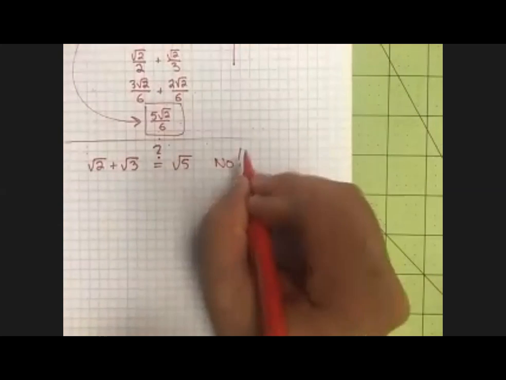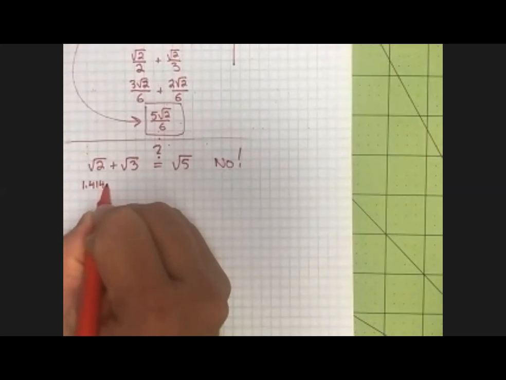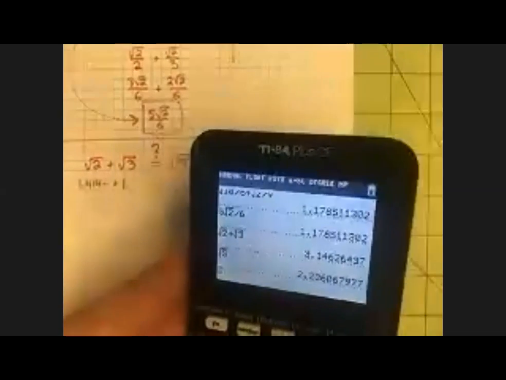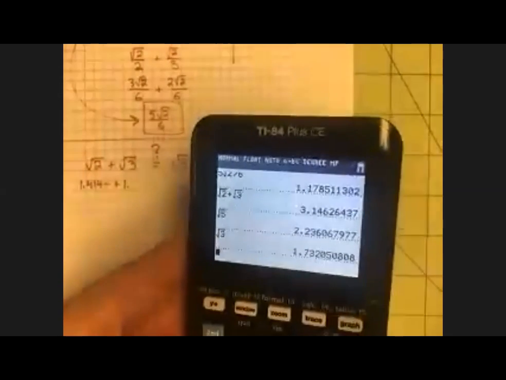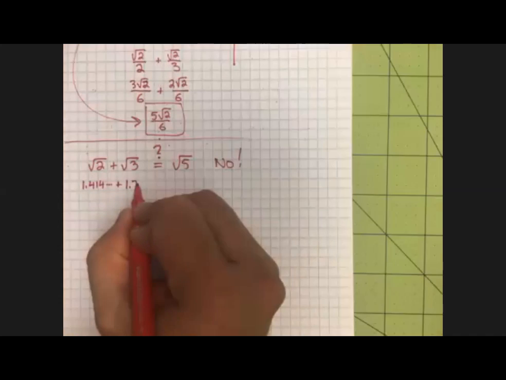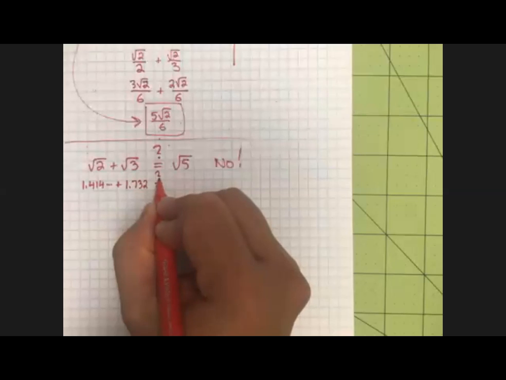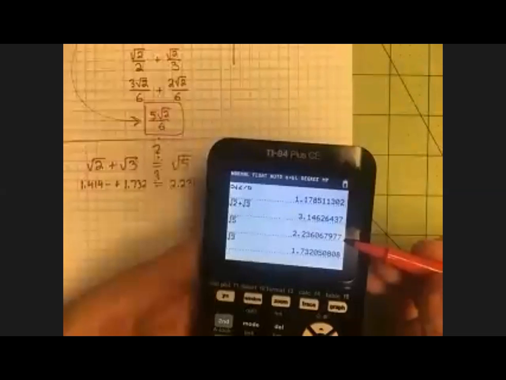No. Square root of 2 is about 1.414 and change. Square root of 3 is about, what is the square root of 3? 1.7 something? 1.732. And the square root of 5 is about 2.236. That's what we got here on the screen.